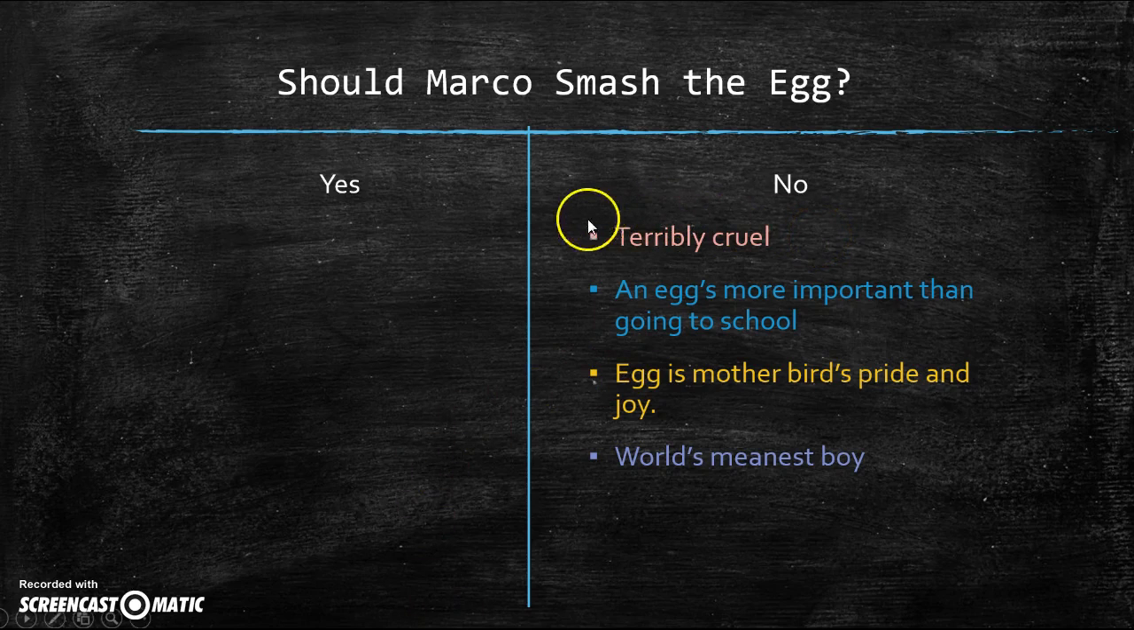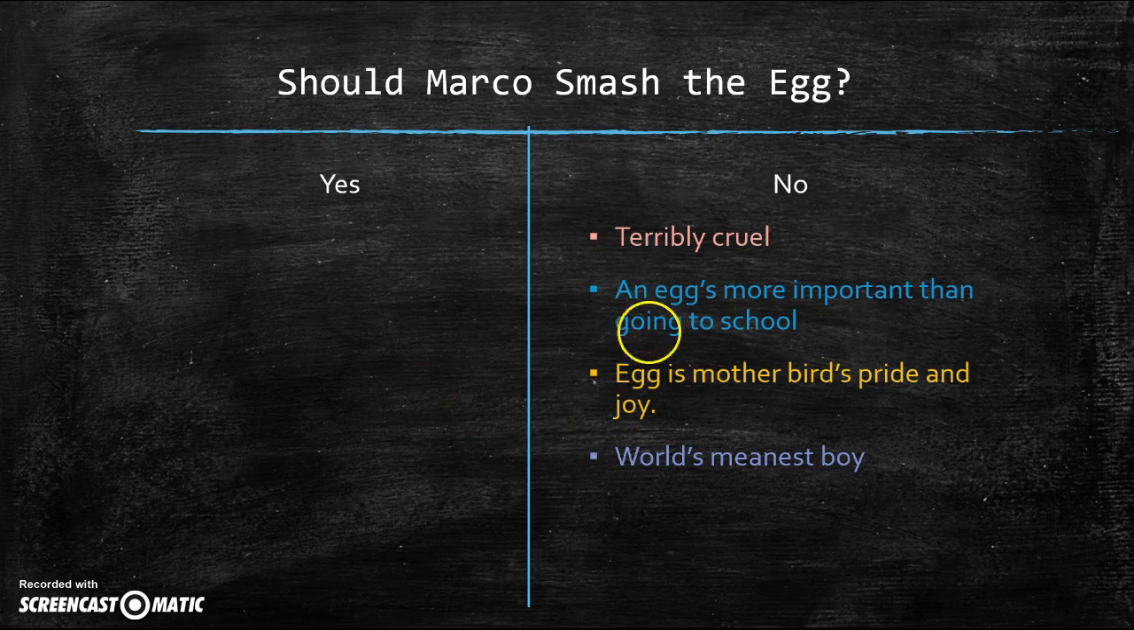Now, I don't think that Mrs. Worm is probably an expert opinion on things that are terribly cruel. Unless maybe she grew up in a family of brothers. Maybe. Or if she's not a teacher, maybe, I don't know. I don't know if she can say that an egg's more important than going to school. And who is she to say that breaking an egg would make you the world's meanest boy? Like she's not the queen of the world.